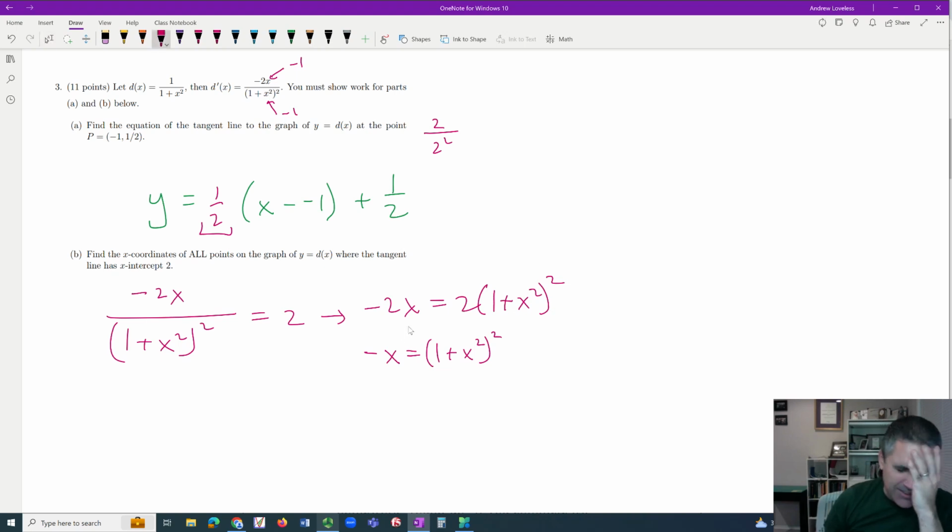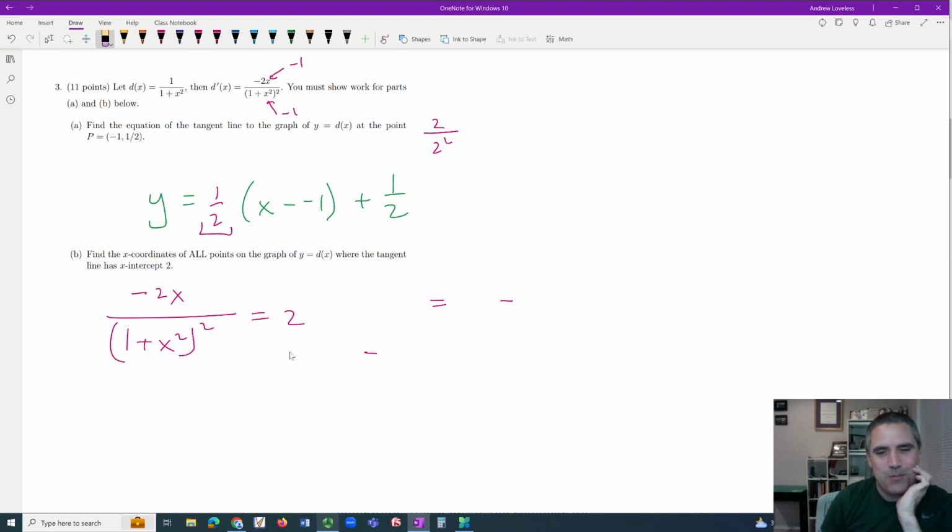Oh, it's not where the tangent line has slope 2, it's where it has x-intercept 2. See, I got to read carefully. This just proves I didn't prepare for the video. All points where the tangent line has x-intercept 2.